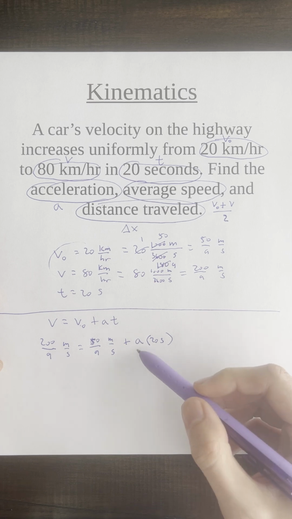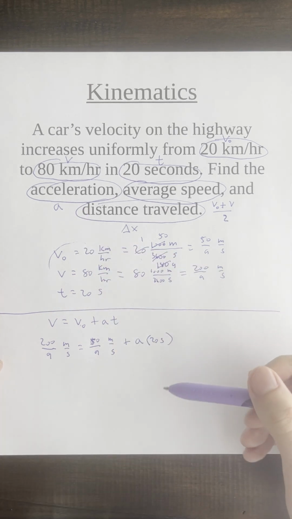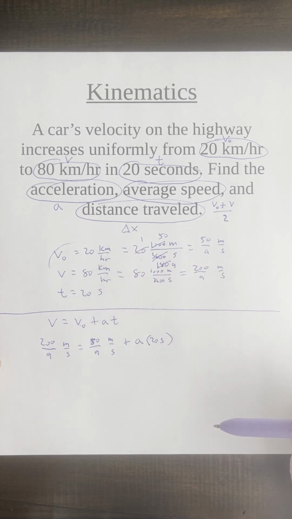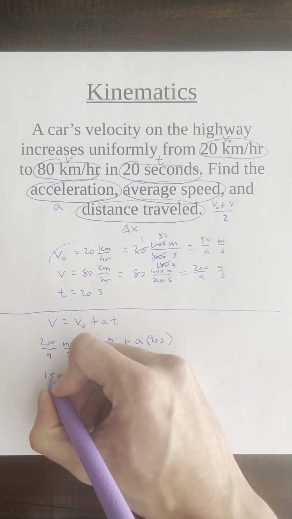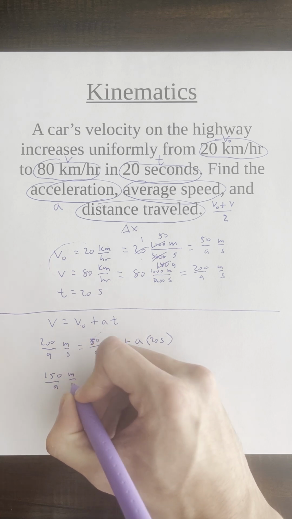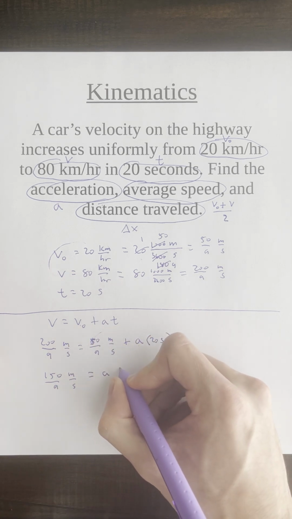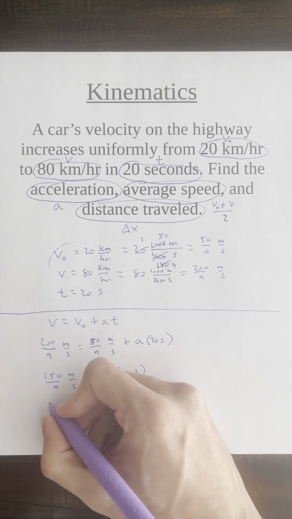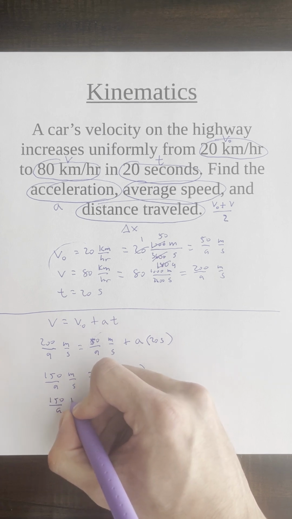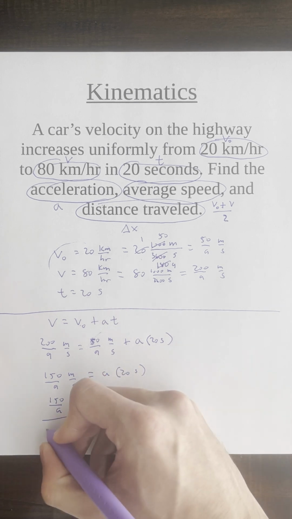Okay, so we want to figure out what A is. So what should I do to both sides of this equation? I should subtract this from both sides. So we've got 150 over 9 meters per second is equal to acceleration times 20 seconds. And what should I do to both sides of the equation now to get A by itself? Divide both sides of the equation by 20 seconds.